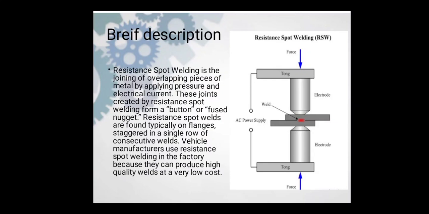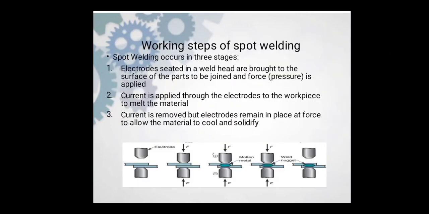The working steps of spot welding. Spot welding occurs in three stages. First, electrodes seated in the weld head are brought to the surfaces of the parts to be joined and force is applied. Second, current is applied through the electrodes to the workpiece to melt the material. Third, current is removed but the electrodes remain in place to allow the material to cool and solidify.